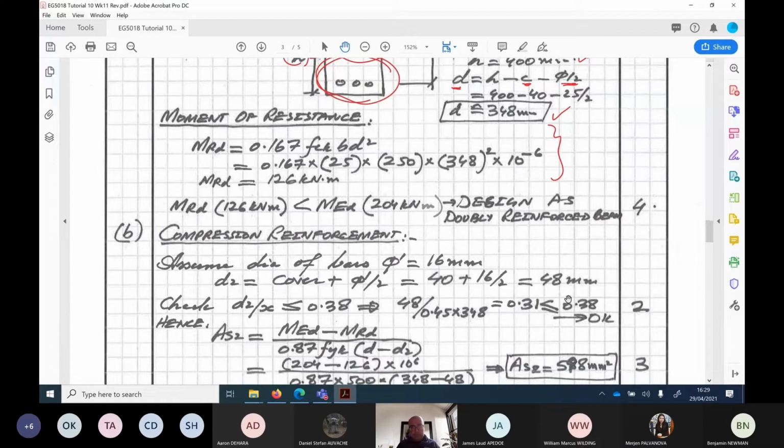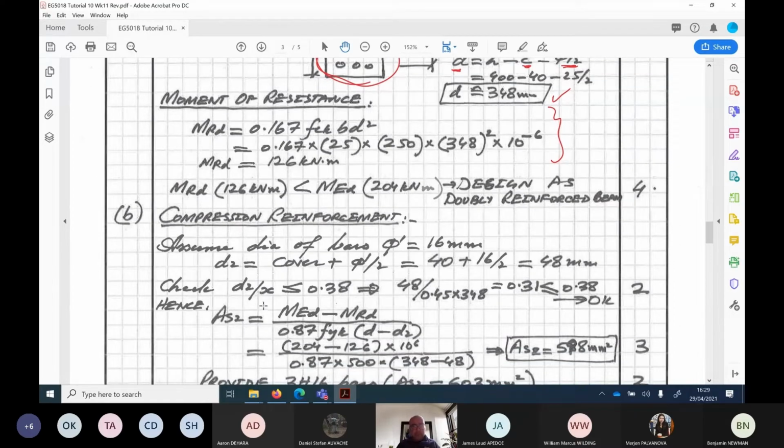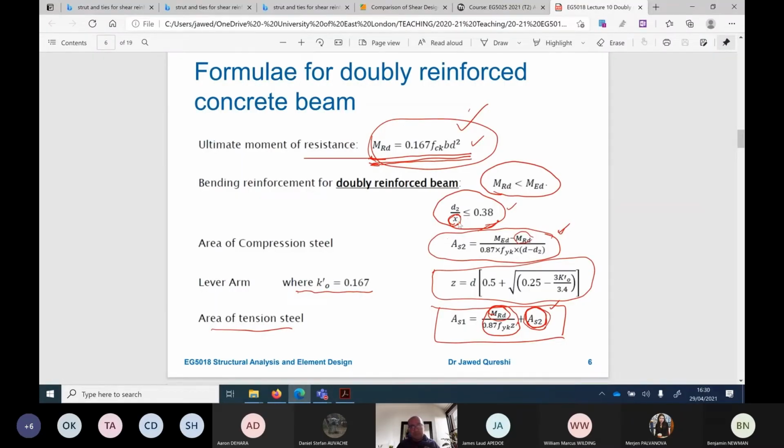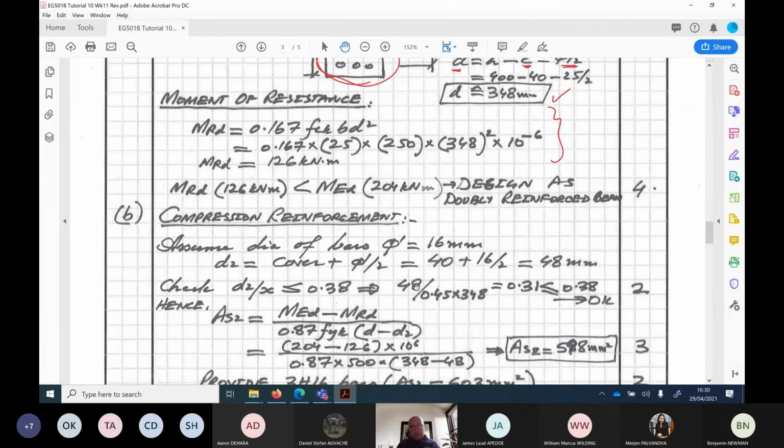D2 is going to be 48 millimeter. Now D2 over X should be less than or equal to 0.38 according to this recipe formula. D2 is 48 and the value of X is equal to 0.45 D. D we have just determined, and this is 0.31, which is less than 0.38. It means this is fine.